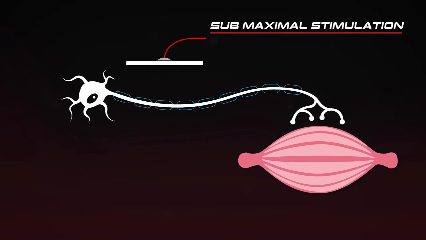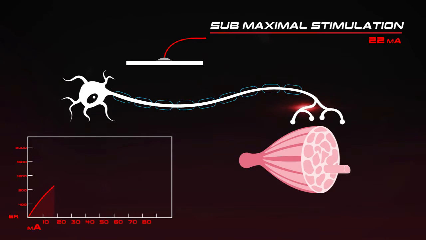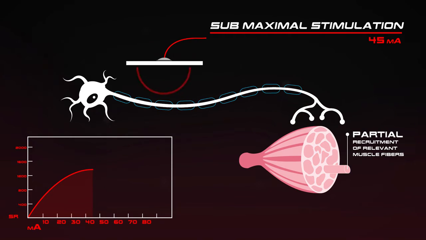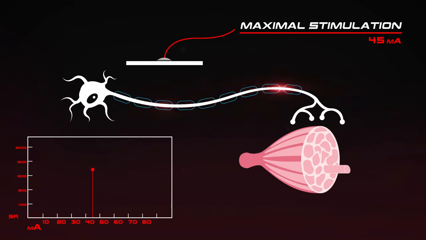A submaximal stimulation is a stimulus resulting from a current setting which does not result in the recruitment of all relevant muscle fibers. In contrast, a maximal stimulation is a stimulus resulting from a current setting which does result in the recruitment of all relevant muscle fibers, thus eliciting a contraction at maximum strength.